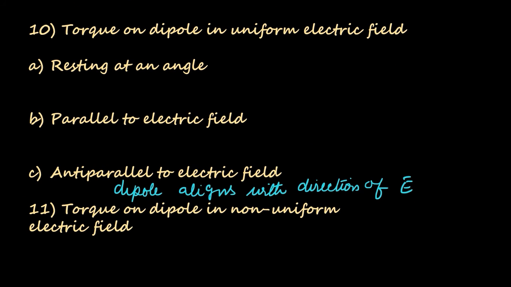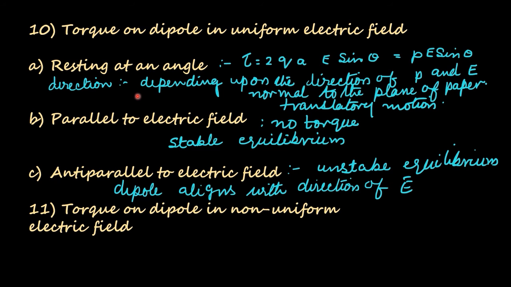Torque on dipole in uniform electric field. The dipole may rest at an angle to the electric field, or parallel to the electric field, or anti-parallel to the electric field. The torque has direction and magnitude. It is a vector. Torque is equal to 2qa E sin theta. 2qa is dipole moment, so torque is pE sin theta.